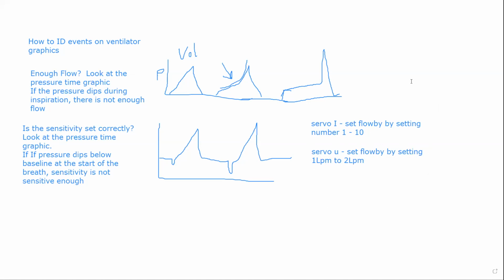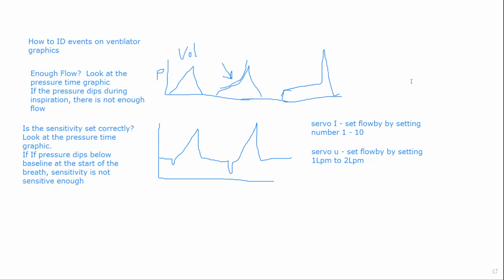So if you see on the graphics that the patient is having a hard time initiating a breath, and you have your flow by sensitivity set at number 2, what could you do to make it easier for them to initiate a breath? Change it from 2 to 1 to make it easier.